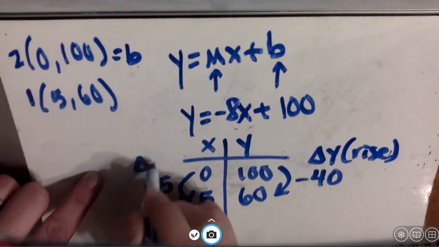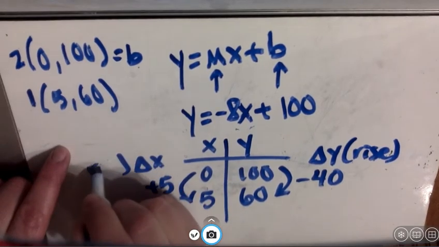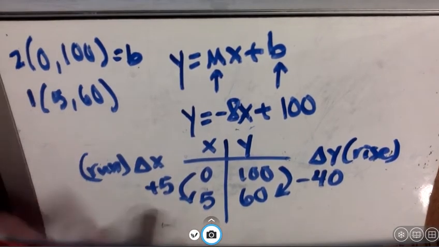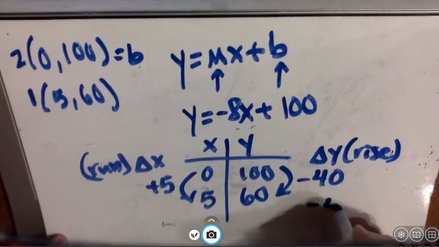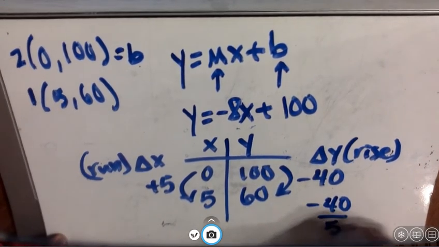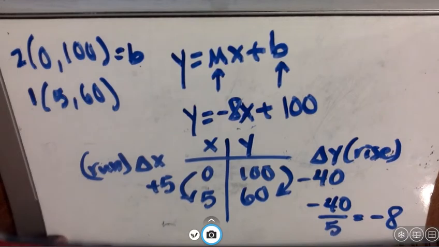The change in my x value, or my run, is 5. That means I have negative 40 over 5, which simplifies to negative 8. So I get yet again the same number. So you can look at this multiple different ways.